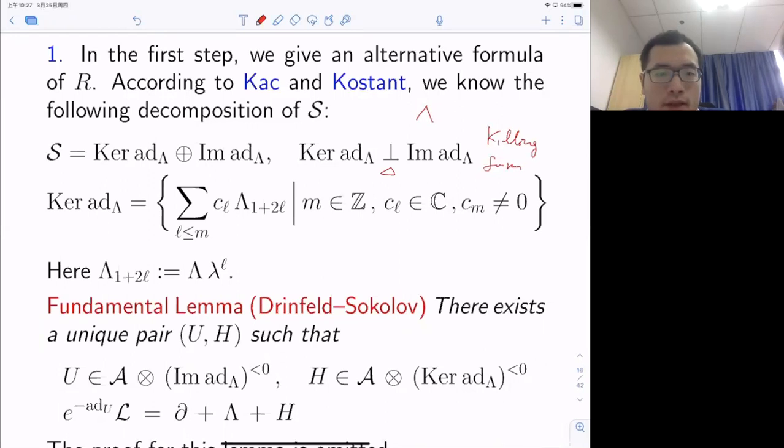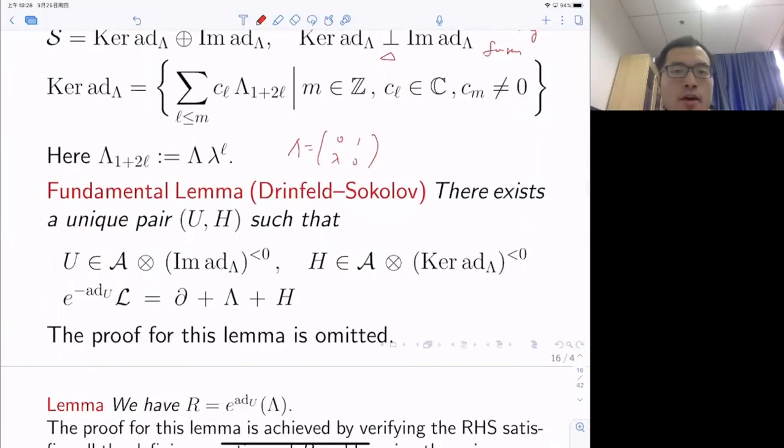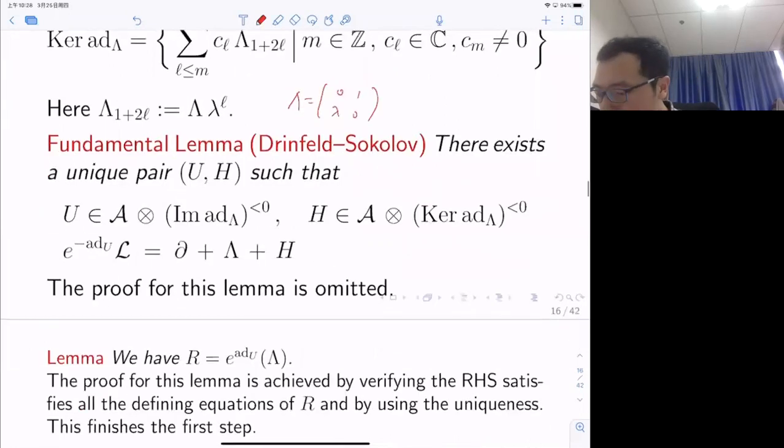The kernel is also described by Kostant and Kac. This kernel is given by linear combinations of lambda to the power k, where k must be an odd number, which is simply our lambda 0 times lambda to the power L. The fundamental lemma of Drinfeld-Sokolov says there exists a unique pair U and H such that U is in the image of ad lambda, with principal degree strictly smaller than 0, and H is in the kernel of ad lambda, and also the degree is smaller than 0.